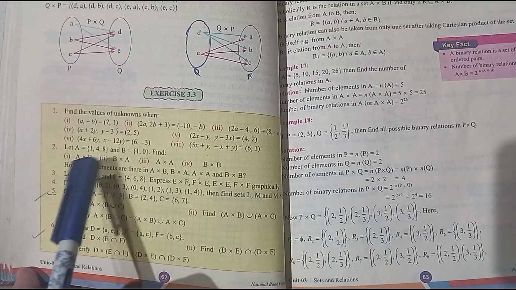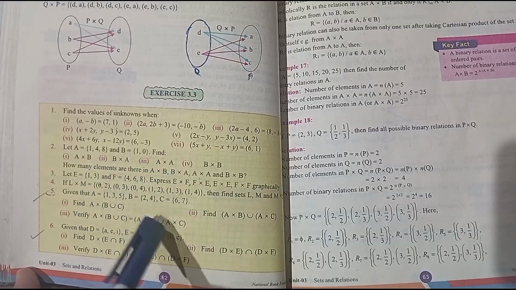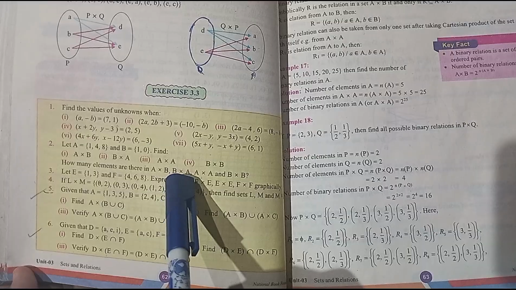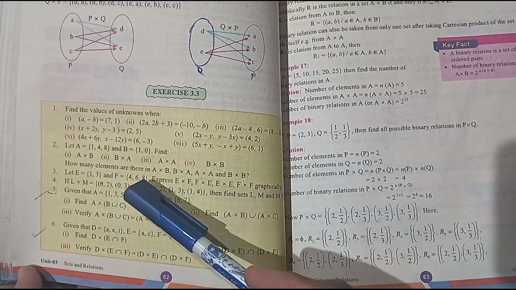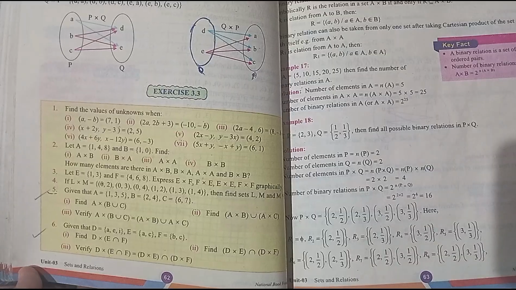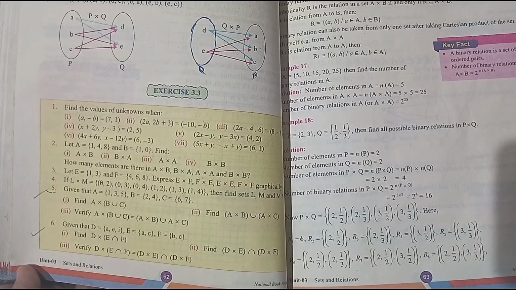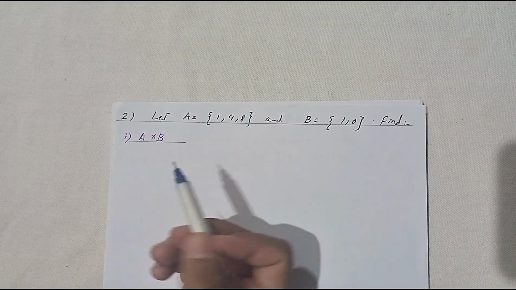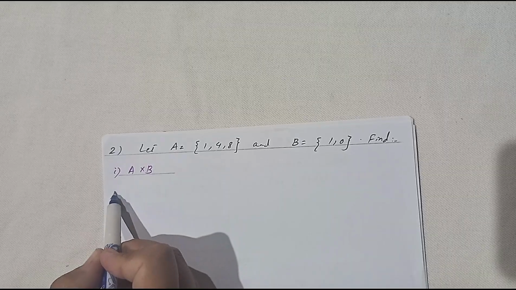Question number 2: A set has elements 1, 4, 8 and B equals 1, 0. Then find the cross product of A cross B, then B cross A, then A cross A and B cross B, and also write the total elements in A cross B, B cross A, A cross A and B cross B. So first we find the cross product of A cross B.